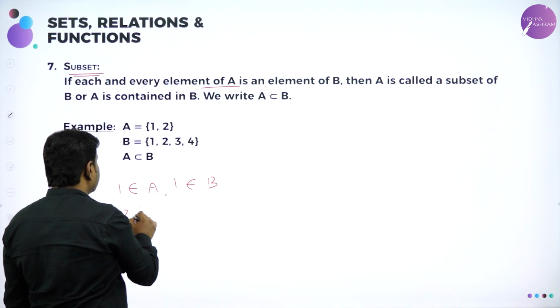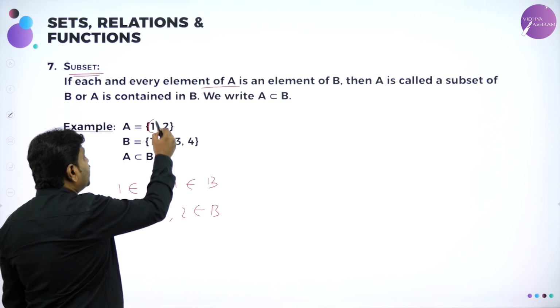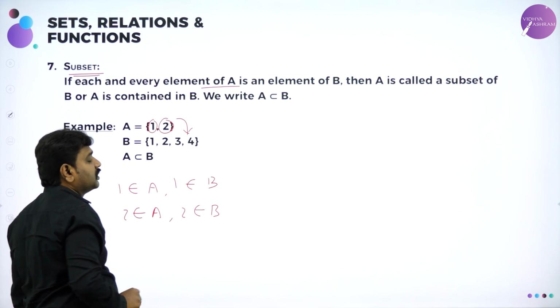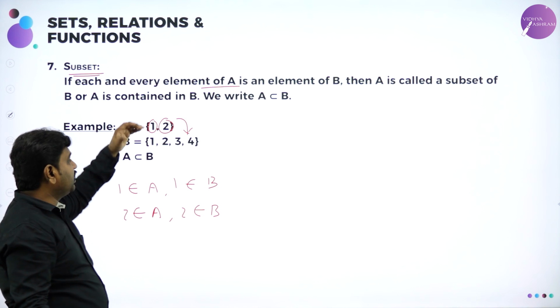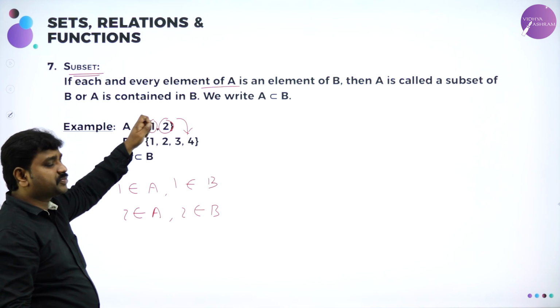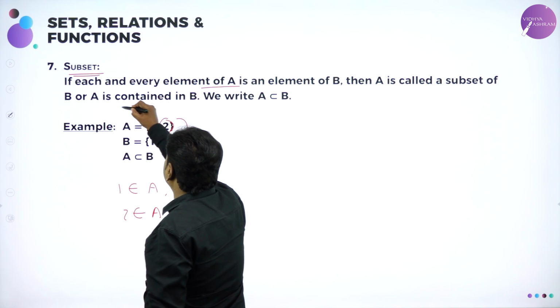2 belongs to A and the 2 also belongs to B if you check. Each and every element of A should be present in B, and B can contain more elements also. So we say A is a subset of B, or we say A is contained in B.